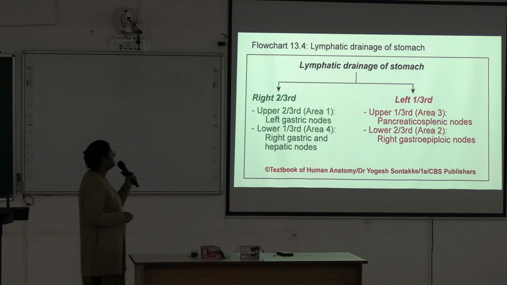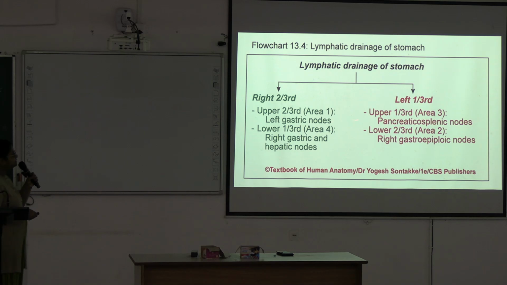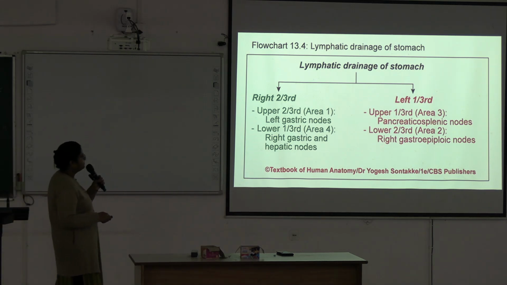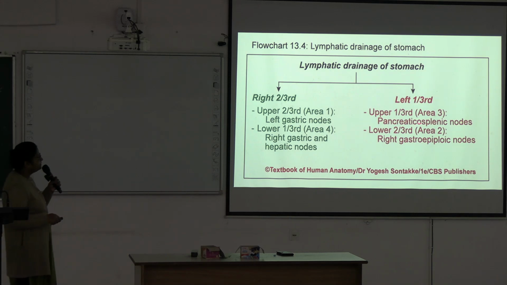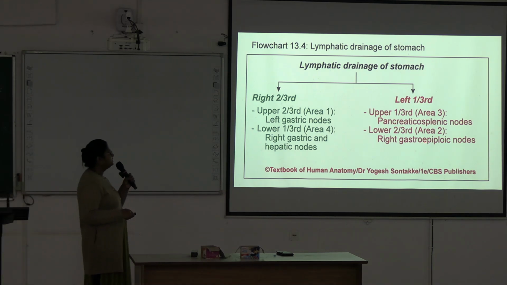This is the flow chart. Right two third, left one third. Right two third, upper two third, area 1, left gastric node. Lower one third, area 4, right gastric and hepatic nodes. Left one third, upper one third is pancreatico-splenic node, area 3. Lower two third, area 2, right gastroepiploic node. So these are the draining areas. Next.